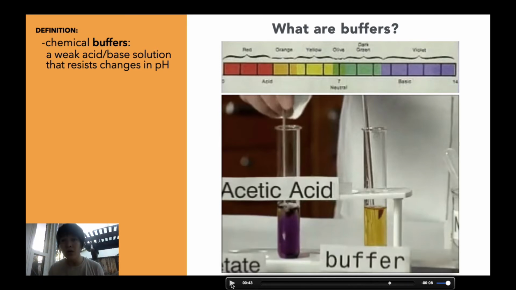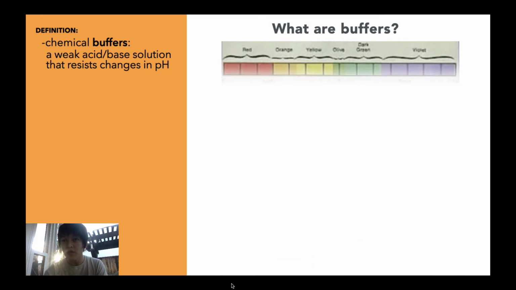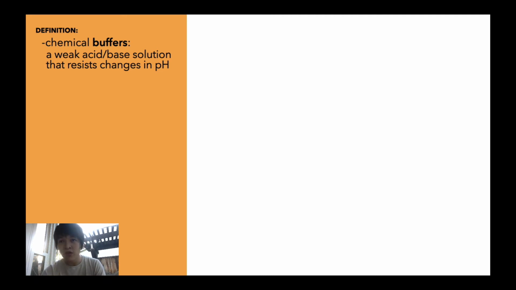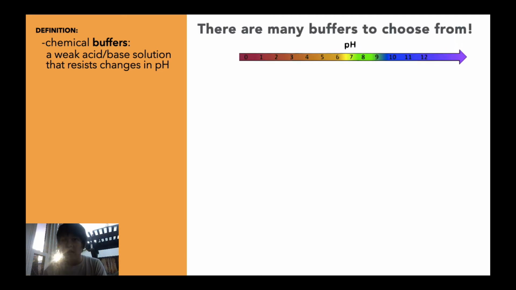So buffers are important because they resist pH changes. They resist it really well, which is important for living systems because living systems must operate at a very narrow range of pH. So if you have a buffer in a living system, that'll keep the pH range pretty much the same, and then everything will function normally. Different systems, whether we're talking about living systems or a chemical lab, use different buffers. And there are many, many different buffers to choose from.